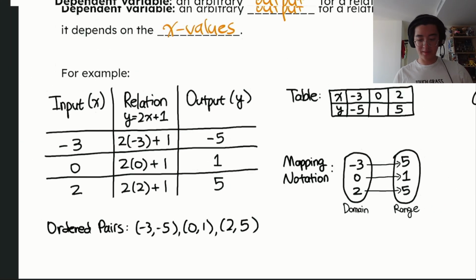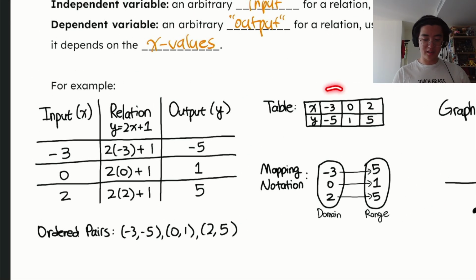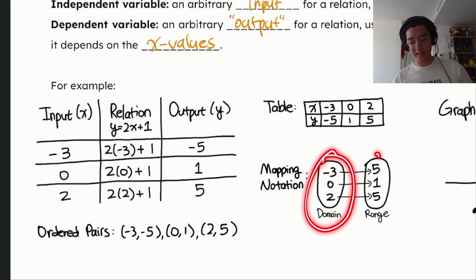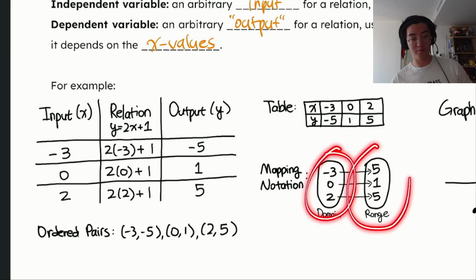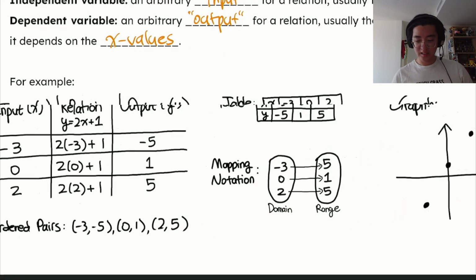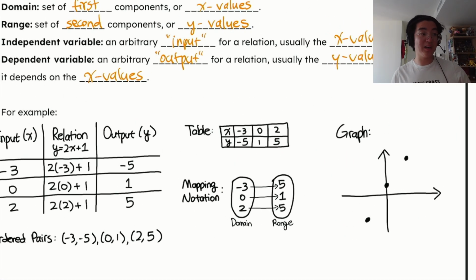Of course, that can be a table as well. We got x values up here and then y values down here in a table. We can have it as a mapping notation again. As you can see here, whenever we have x on the left and y on the right, we essentially have the domain mapping onto the range. And last we can graph it as well. There's no numbers here, but this is roughly what it would look like. 0, 1 is here, 2, 5 is there, negative 3, negative 5 is over there.